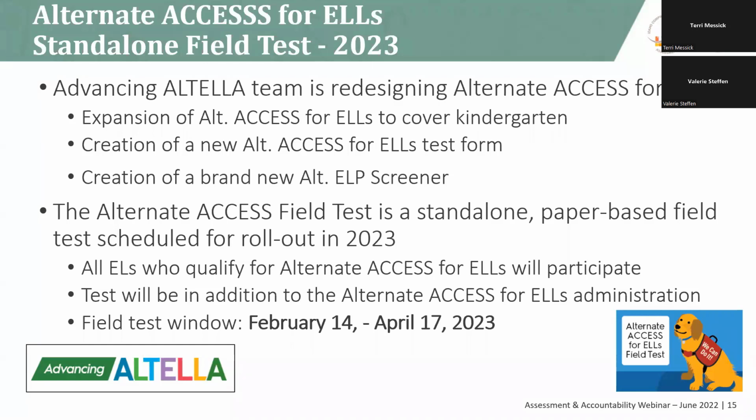The Advancing Alternate English Language Learning Assessment Project is examining instructional practices and policies for English learners with significant cognitive impairments. Within the assessment realm, the project will produce a refreshed alternate access test form for grades 1 through 12, a new kindergarten alternate access form, and an alternate screener form. In order to develop these new alternate access test forms and screeners, Idaho LEAs who have ELLs who qualify to complete an alternate assessment will administer a standalone field test during the 2022-2023 school year.